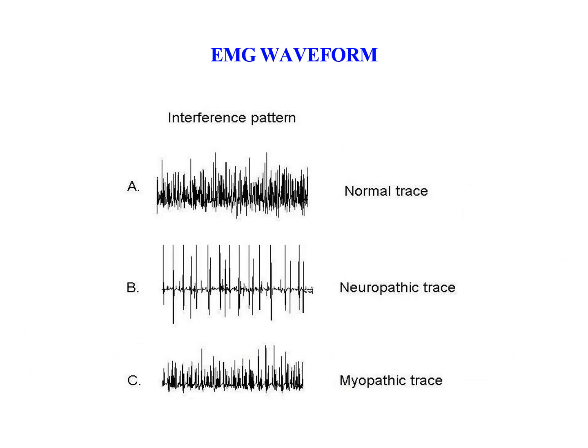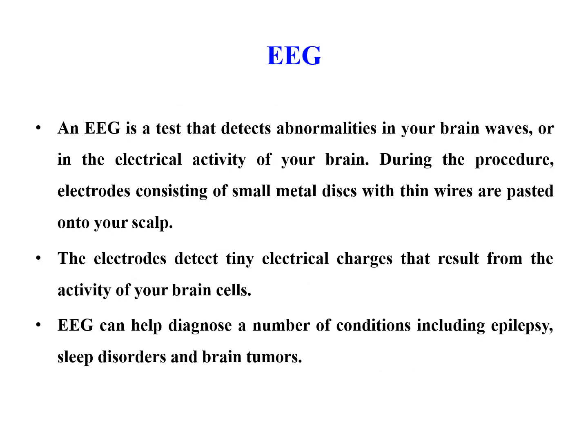Next, the EMG waveform, the interference pattern. First, the interference pattern is available. The first diagram is the electromyograph normal trace. The second diagram shows the neuropathic trace and myopathic trace waveforms obtained in EMG recording systems.